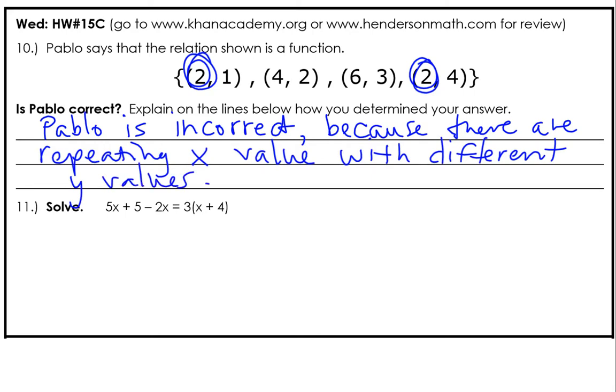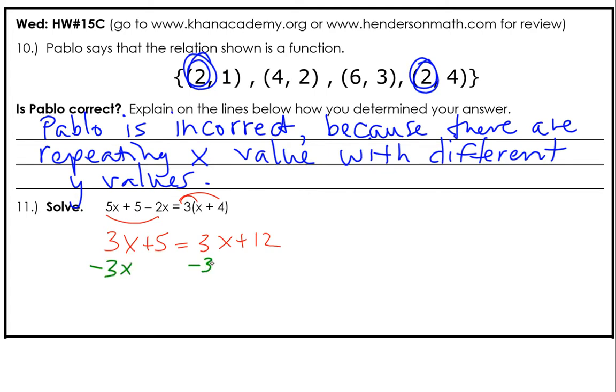Okay, let's take a look at question number 11. Solve this equation. So on the left side, I'm going to combine like terms and get 3x plus 5. And on the right side, I'm going to distribute and get 3x plus 12. Now, if you've done this before, you might be able to look ahead already. Right, I have matching variable terms here, but on different sides. So 3x plus 5 is equal to 3x plus 12 can never be true, but let's prove that.